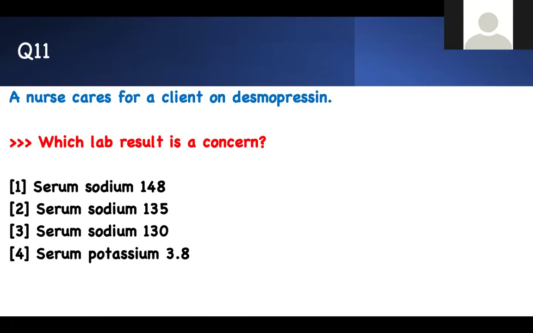And then a nurse is caring for a client on what? Desmopressin. Which lab result is a concern? Desmopressin is ADH. What does ADH do? They hold on to water. So the desmopressin will increase your water absorption. What does water do? It causes dilution and gives you dilutional hyponatremia. Which of these indicates dilutional hyponatremia? Number 3, this is straightforward content.